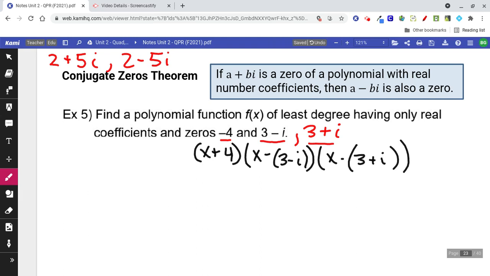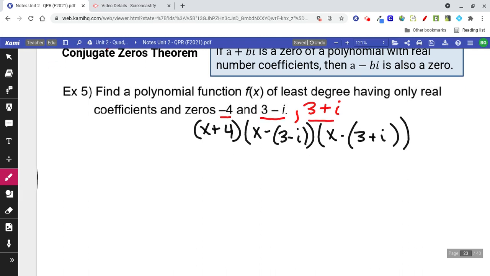Now think about how that works. Your negative 4, people don't really think about that. They kind of do the first one in their head, but really you're thinking about it as x minus negative 4. That's why it's plus 4. X minus negative 4, that's x plus 4. So that's why it looks so complicated there with the x minus 3 minus i. So we need to multiply all that out. Just easier said than done.